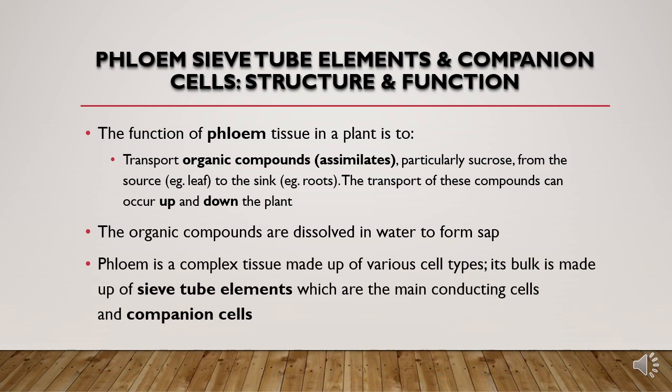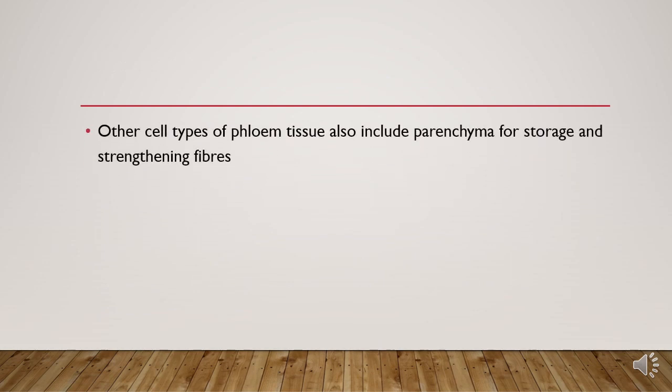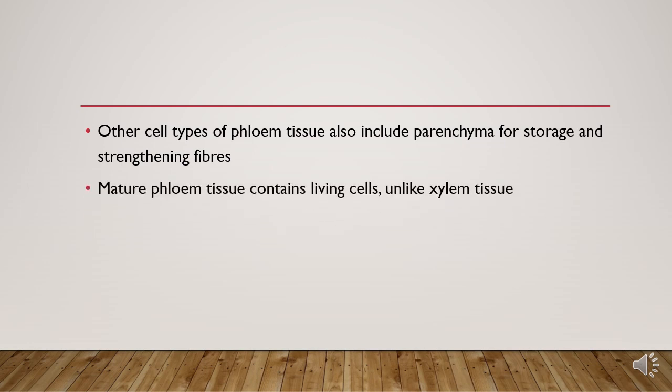Phloem is a complex tissue made of various types, and its bulk is made up of the major part, which is the sieve tube elements, and also the companion cells. These are the two things that we're going to illustrate, looking at their structure and their functions. Other cell types of the phloem tissue also include the parenchyma for storage and strengthening fibers. We will discuss the parenchyma more in the next tutorial. For now, the phloem tissue contains living cells, unlike the xylem tissue.